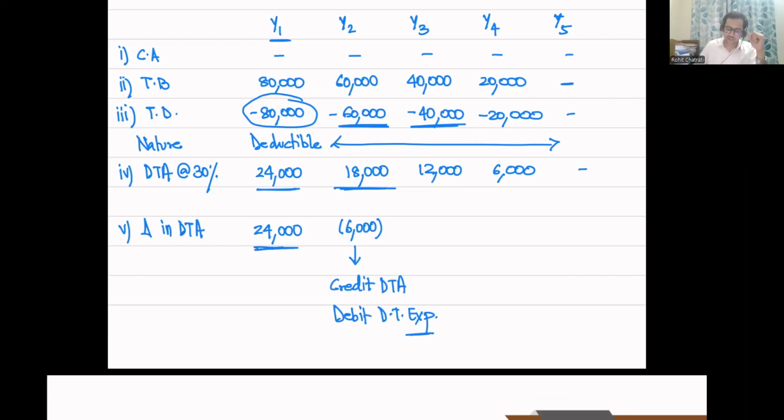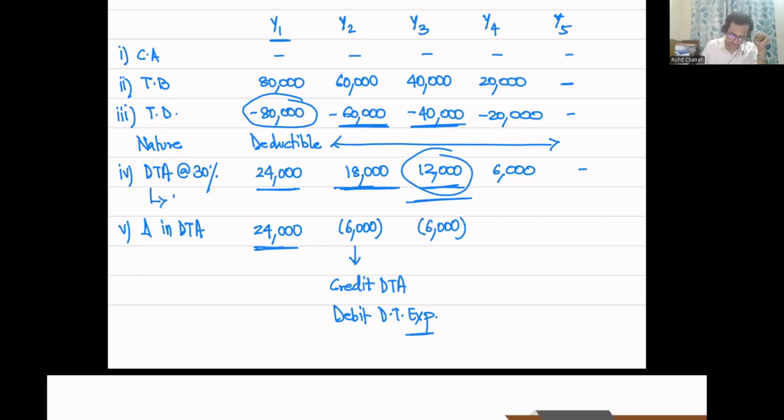In the third year, my deferred tax asset is required to be 12,000. At the end of third year, the deferred tax asset should be 12,000, but I already have 18,000 of asset in my books of accounts after year two journal entries. I need to bring it down from 18,000 to 12,000, which means I'm reducing my asset by 6,000 again in year three. At the end of third year, my DTA on my balance sheet will be equal to 12,000.